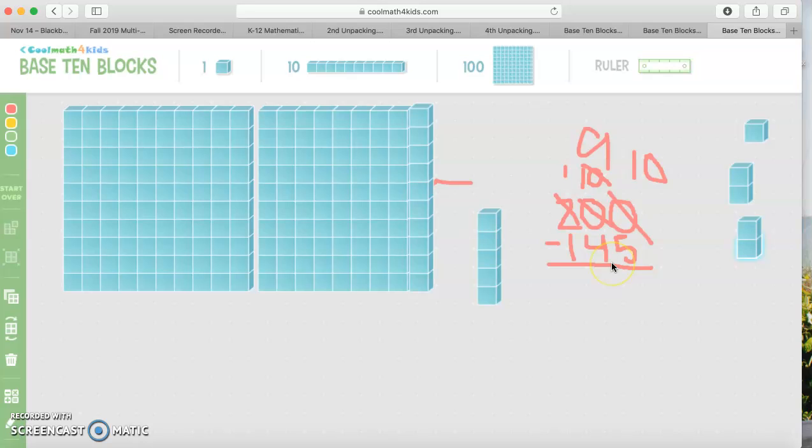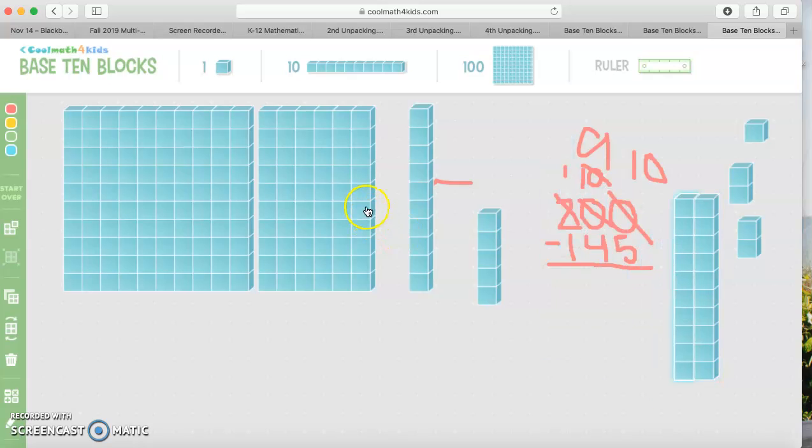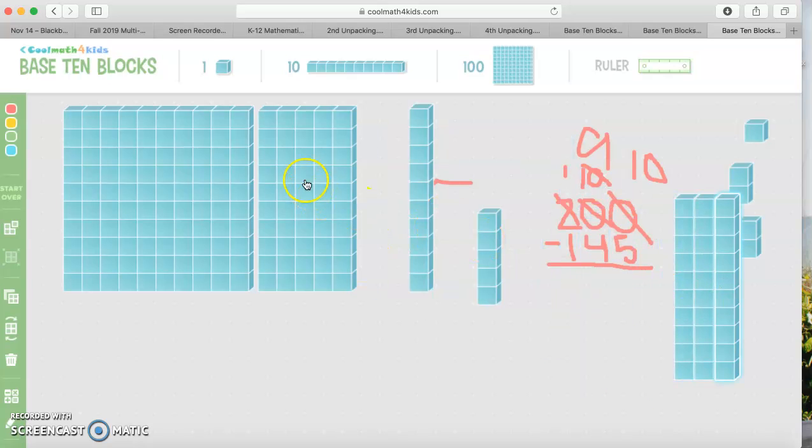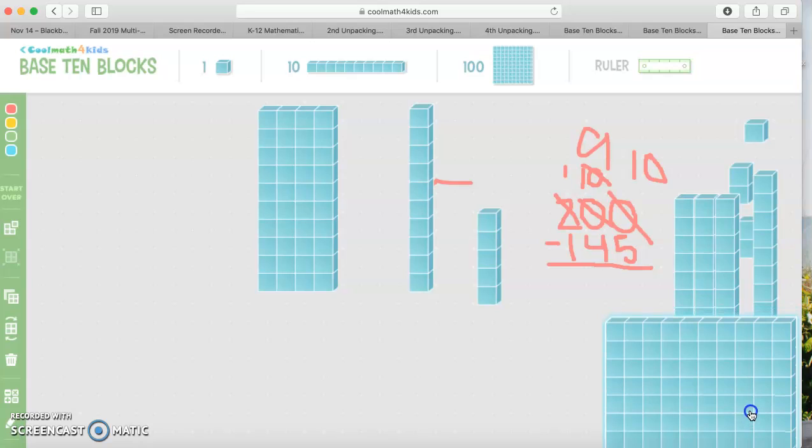They then see that they need to take away 4 tens. 1, 2, 3, 4. They then see that they need to take away 1 of the hundreds. This then would leave the students with 5 tens and 5 ones, which would give them their answer of 55.